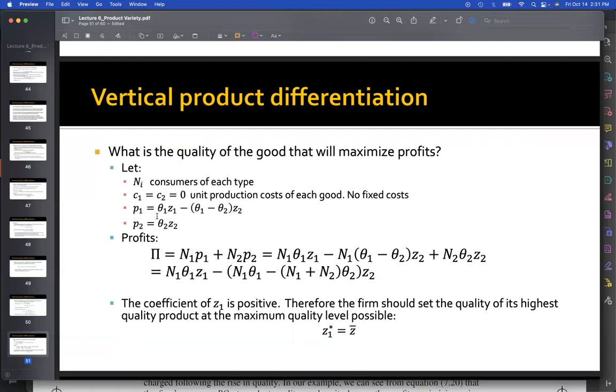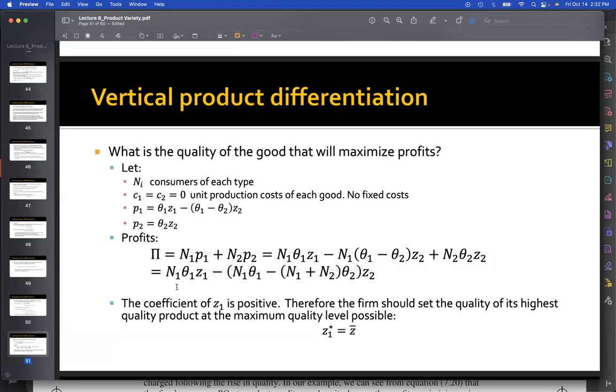P1 is given earlier as theta1 Z1 minus this thing. So like we said, P1 is lower because of the existence of Z2. P2 is equal to theta2 Z2. Your profits will be just this. Again, there's no costs. And if you plug in the values, it's this. A little bit of rearrangement, it's this, where the Z's are all here. Z1 is all here. Z2 is all here.